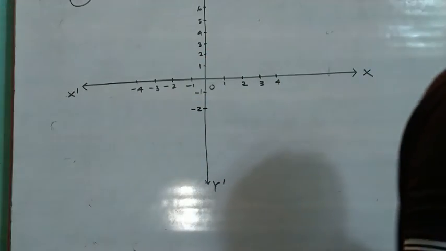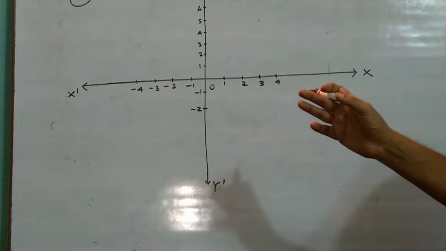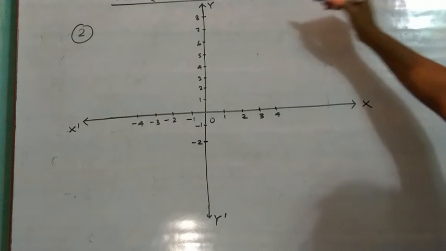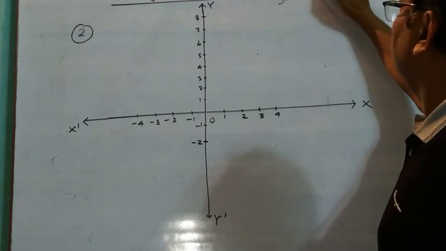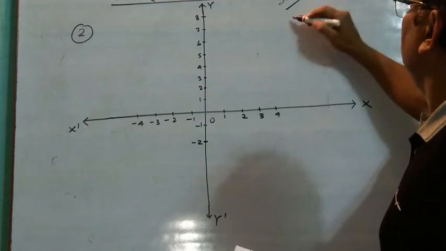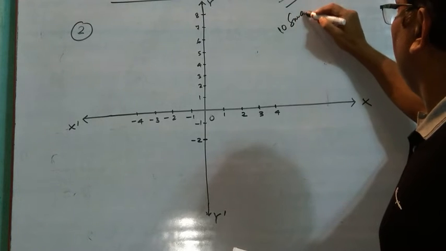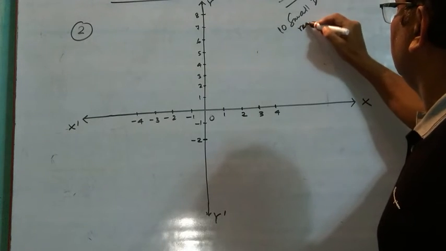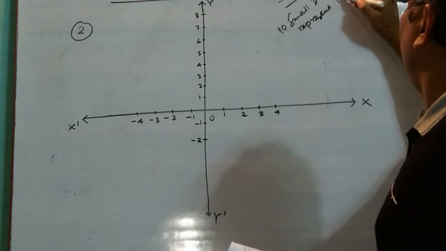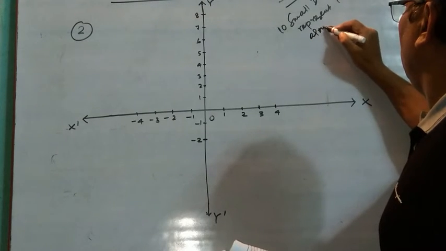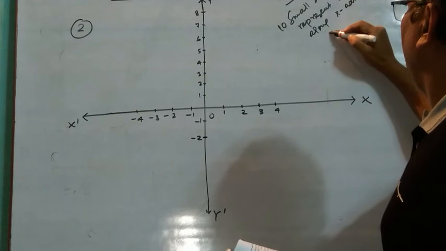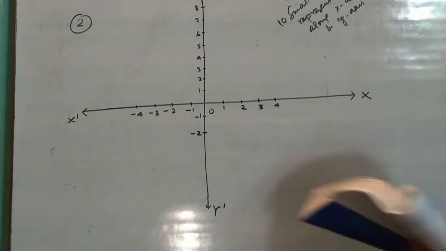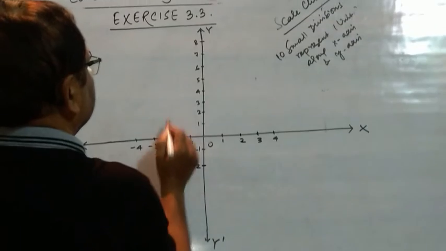Now students, try to understand. We have to plot the points x, y given in the following table on the plane, choosing suitable units. What have we chosen? Scale chosen: 10 small divisions represent 1 unit along the x-axis and y-axis. Scale selection. Now -2, 8. X is equal to -2 and y is equal to 8.